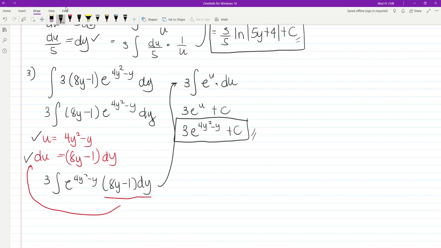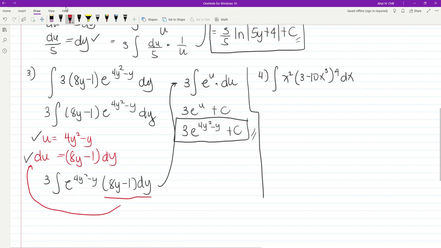Okay? So for number 4, we have to get the integral of x squared quantity 3 minus 10x cubed raised to 4 dx. So still, this is a u substitution. We have to carefully select our u here. It's either this one or this one inside the parenthesis. So we can use the u here, because if we evaluate the derivative of this x cubed, it will result into an x squared, which is available on the integral also.